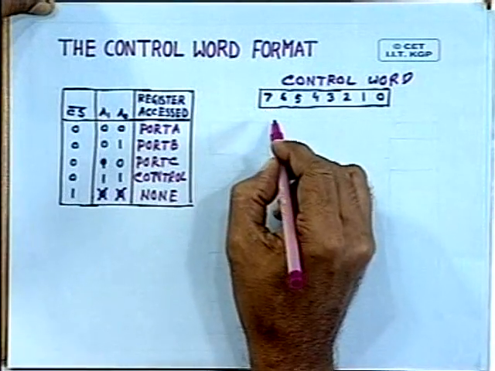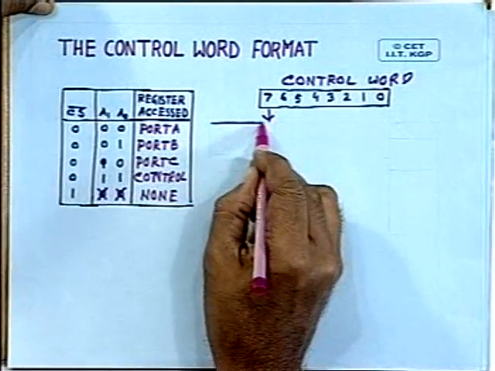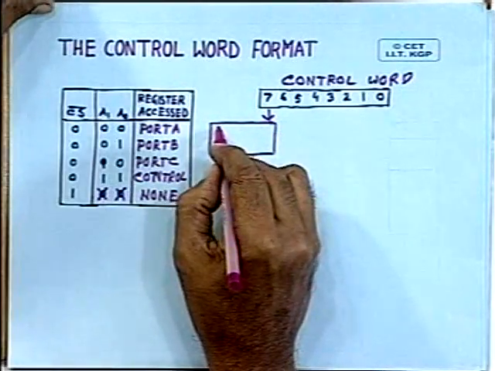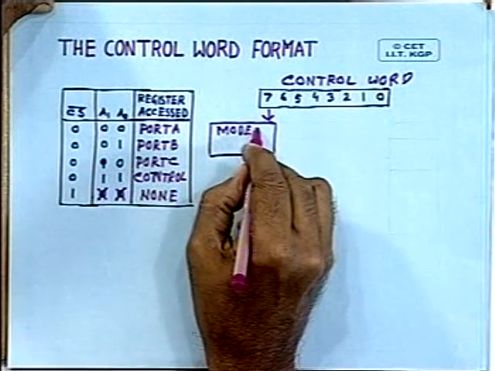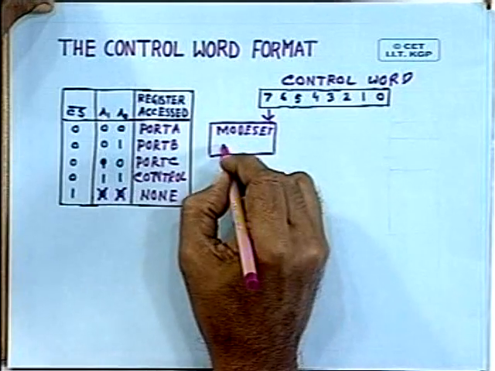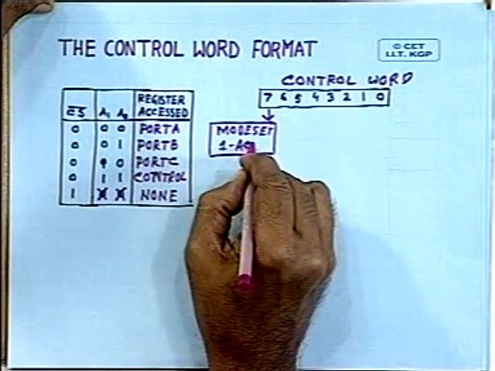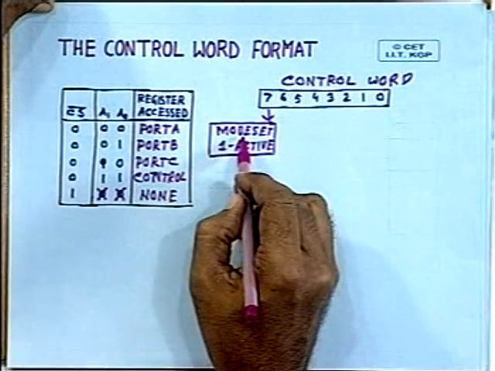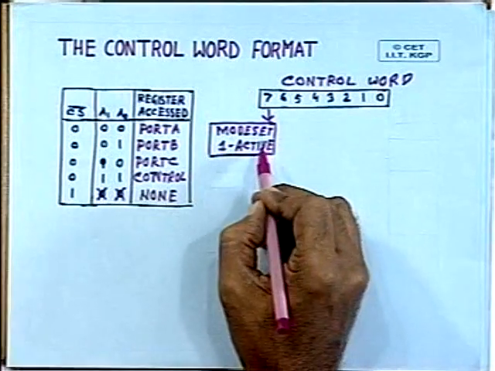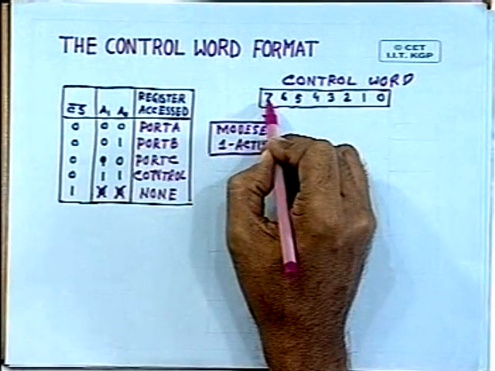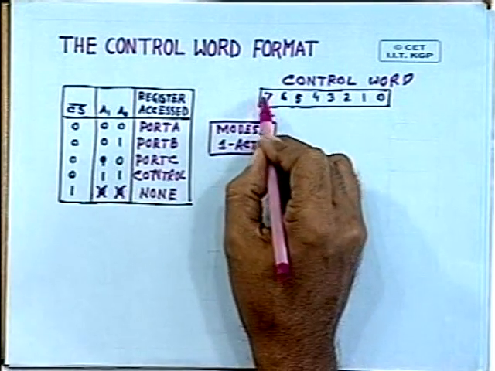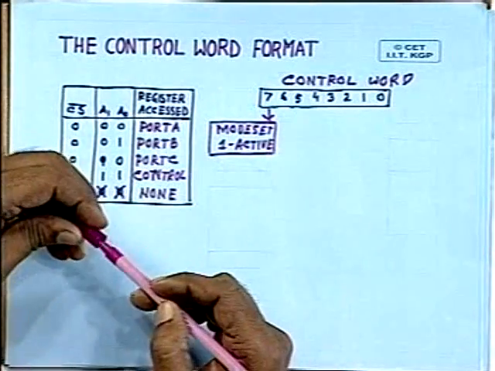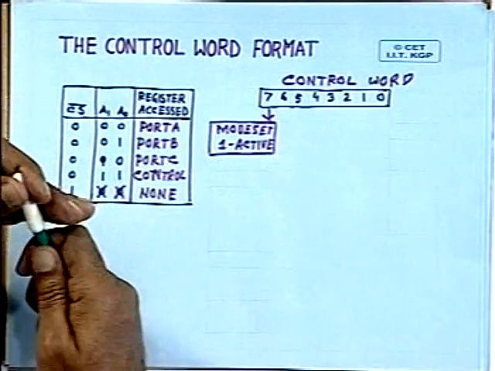First of all, the most significant bit, bit 7, actually decides the mode of operation. This is the mode set flag, and it is active when 1. That means whenever you are controlling the mode of operation, this bit has to be set to 1. We shall see later on that when this bit is 0, it has some other operation.